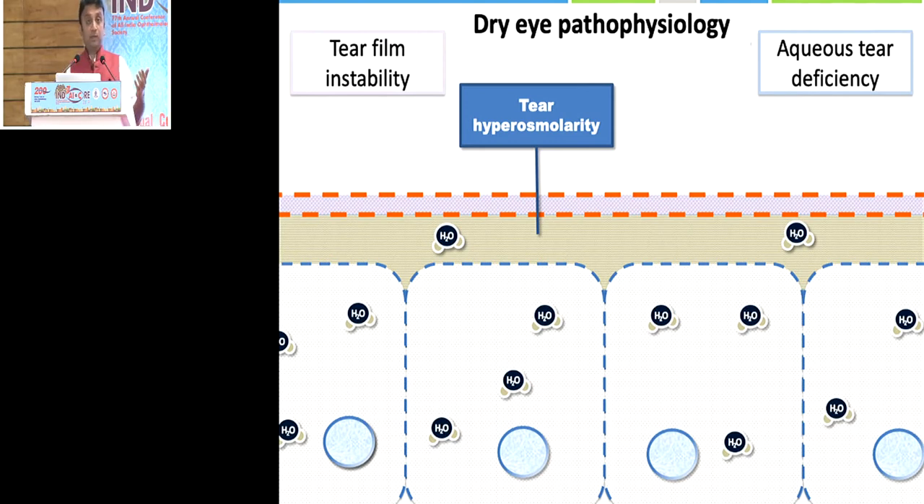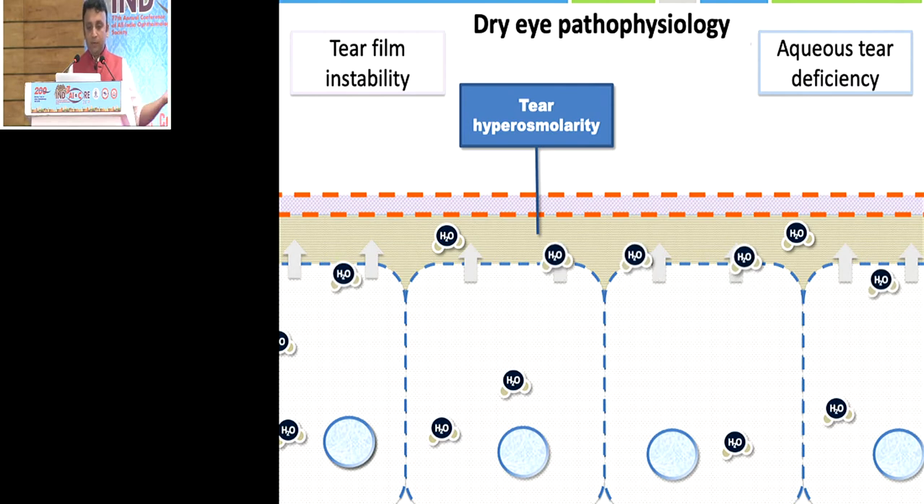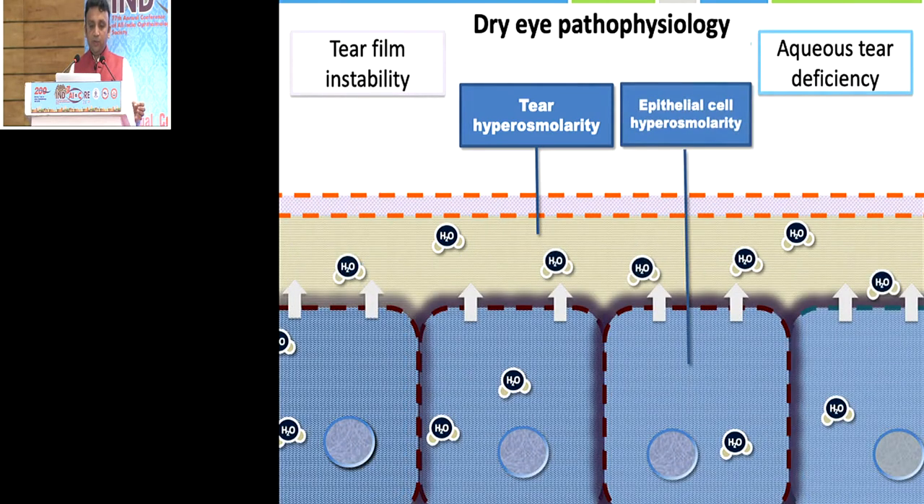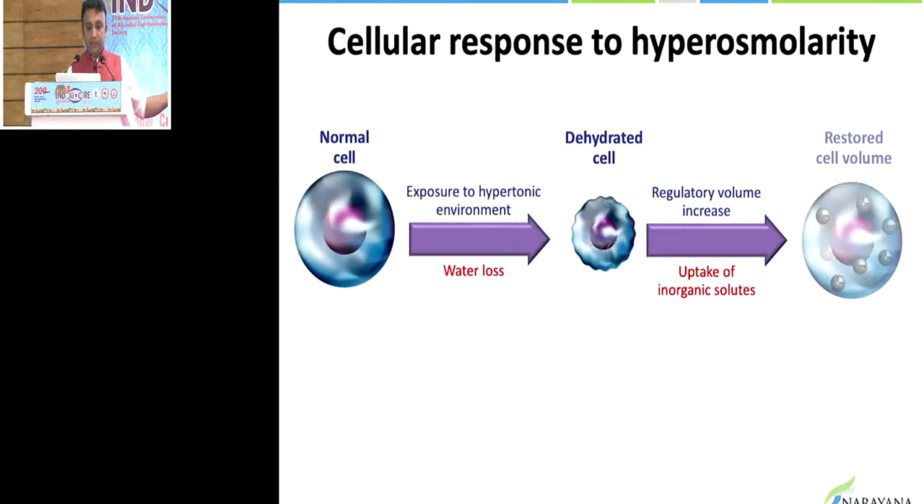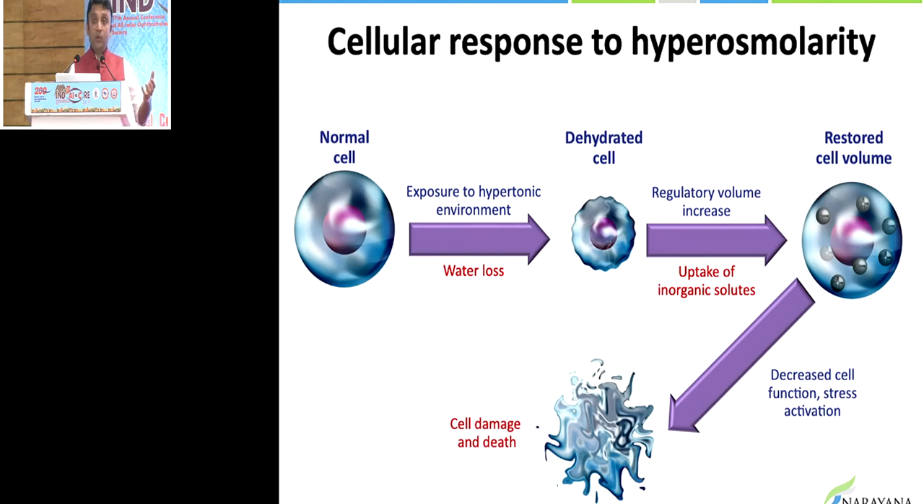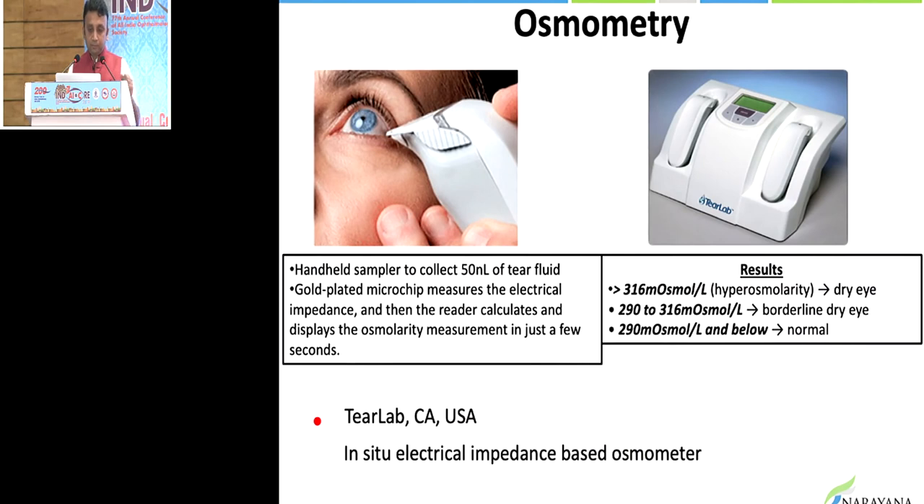The hyperosmolarity is something very important, and there are plenty of studies about that. They tell us that when the tear film becomes hyperosmolar, it drains the water from inside, and it leads to epithelial dehydration. When epithelial dehydration occurs, as you can see here, the epithelium would like to rehydrate and it takes the water molecules inside. When that happens, it's not controlled and the cell will rupture, and that's how the cell will dry and die.